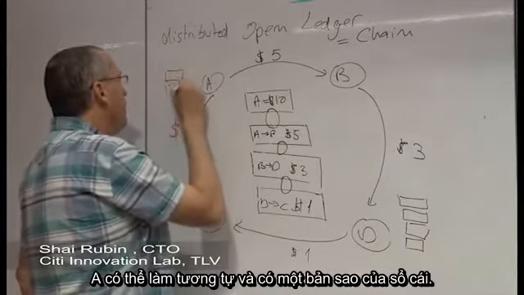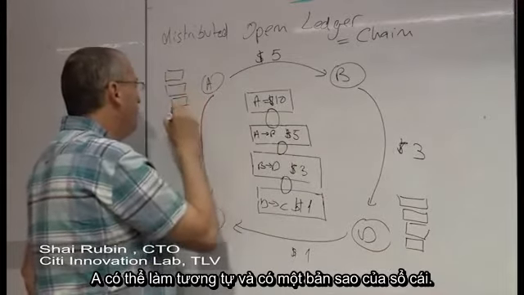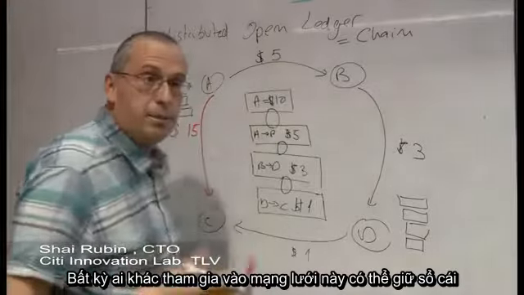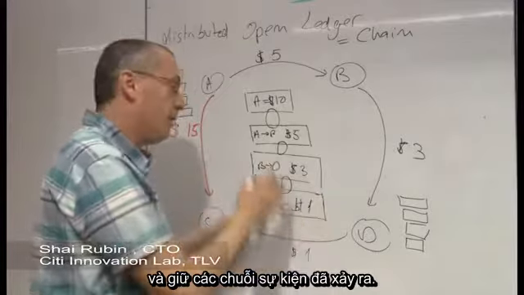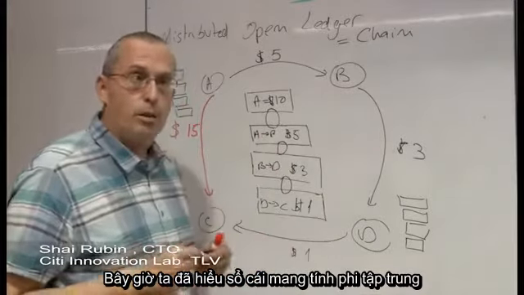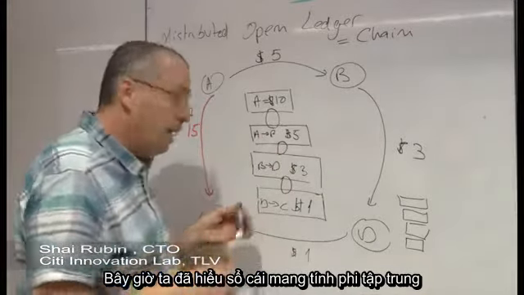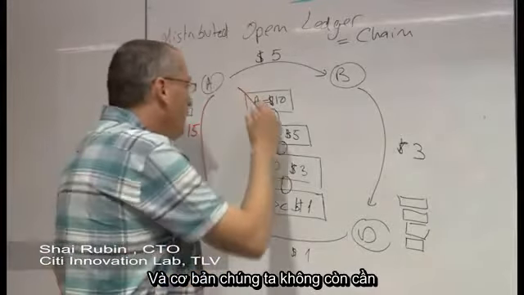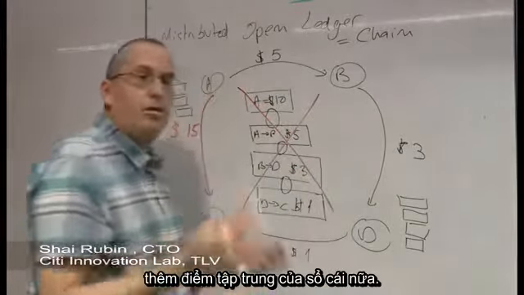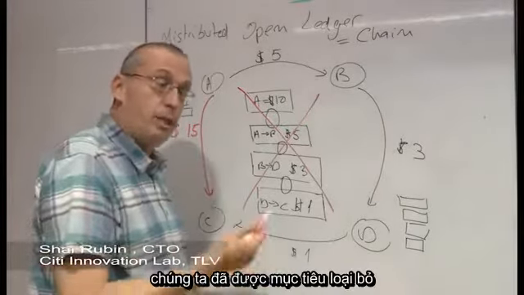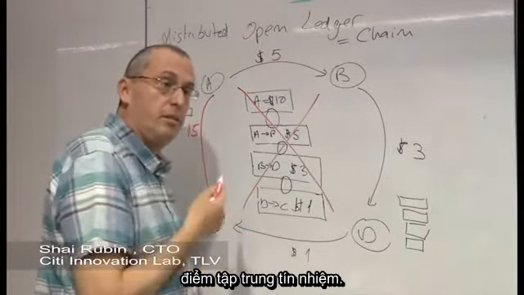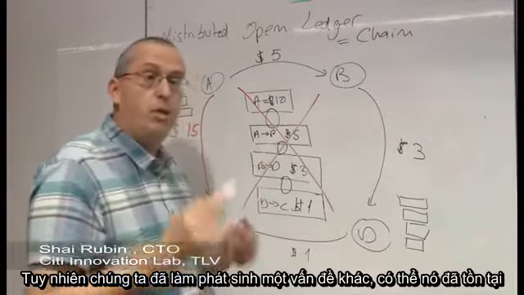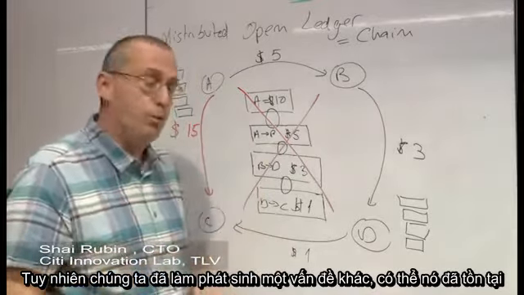A can do the same and have a copy of the ledger. And anyone else that participates in this network can hold the ledger, can hold the chain of events that happens. Now, what we got is that the ledger is distributed, and essentially we don't need anymore the centralized place that holds the ledger. We achieved the goal, we got rid of the centralized trusted party. However, we created another problem, a new problem.